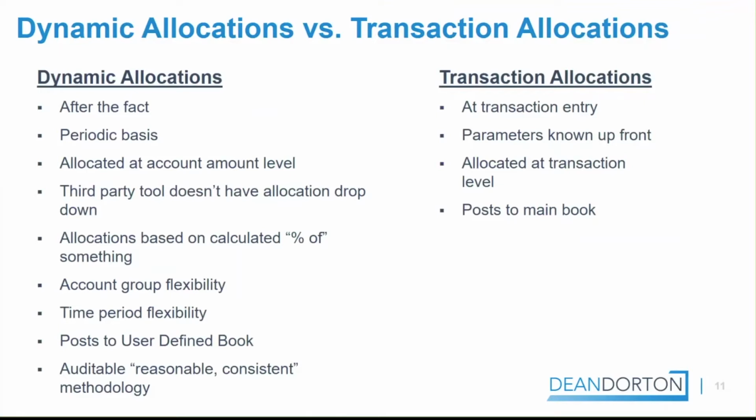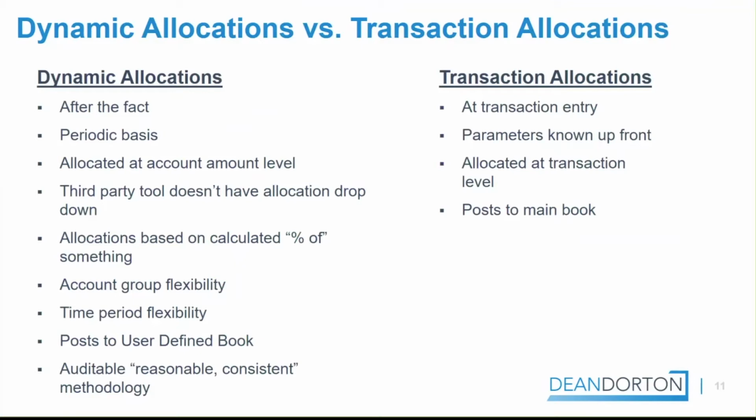That's how you get the magic of being able to show a before and after view: here's what it was before allocations, here's the impact of the allocation, and here's my full allocated result. That's driven by the fact that these allocations post to a user-defined book. So you're able to split them out and do what Sage Intacct refers to as book stacking. And then finally, and for many people most importantly, dynamic allocations helps you solve for the need to prove and present an auditable, reasonable, consistent methodology for your allocations.